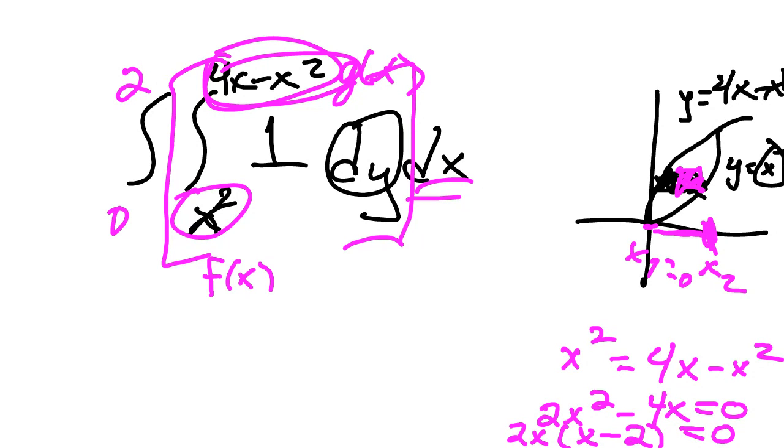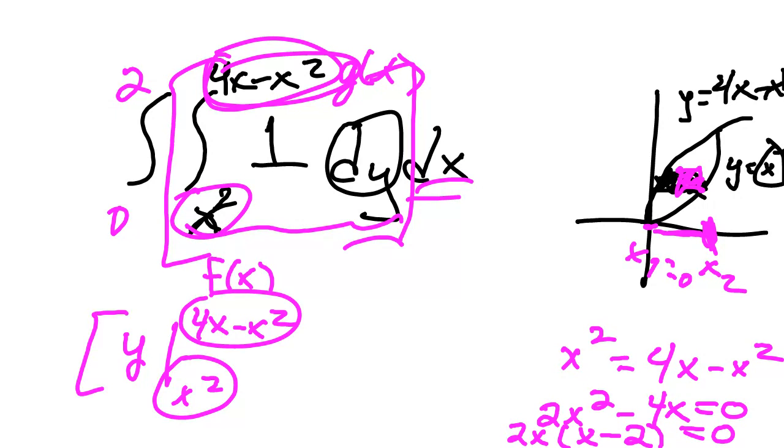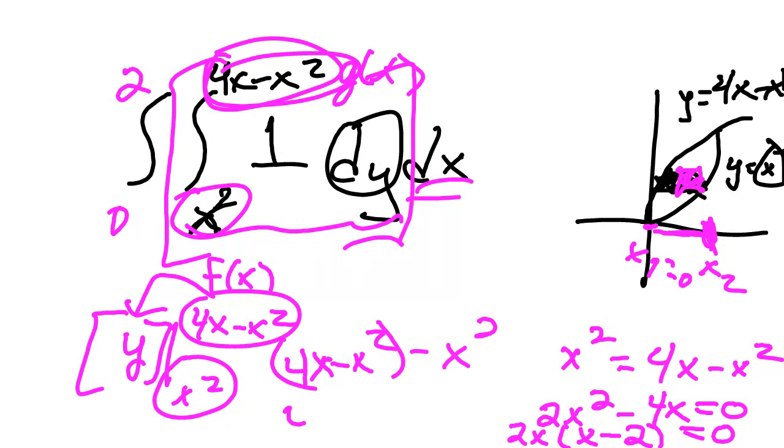With that being said, taking the antiderivative of y is going to be y, so this part in here is going to be y evaluated from what? x squared to 4x minus x squared. Plug these two in. So it's 4x minus x squared, and then minus the bottom one, x squared. Plugging those in, it's 4x minus 2x squared is what I get in there.